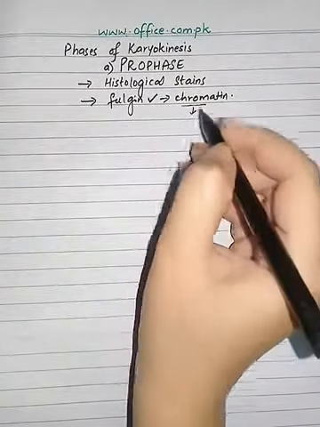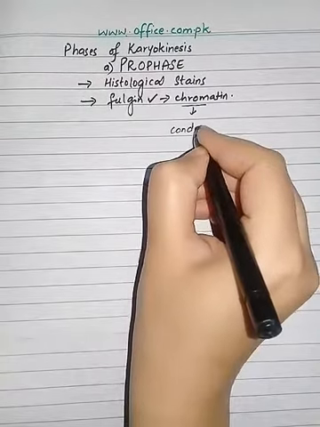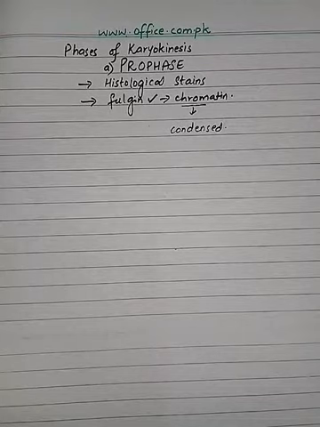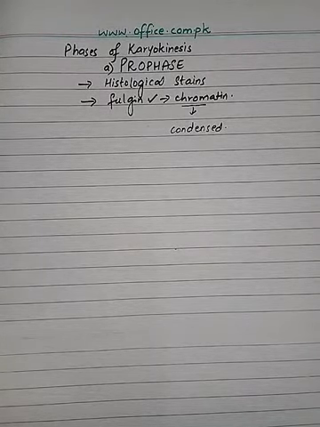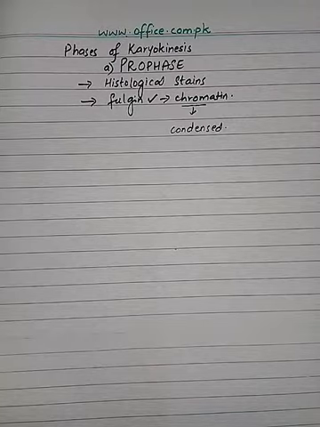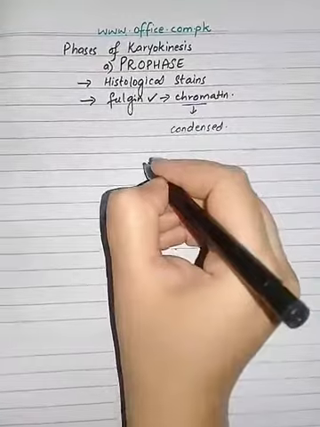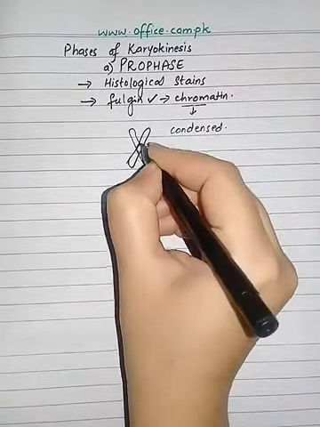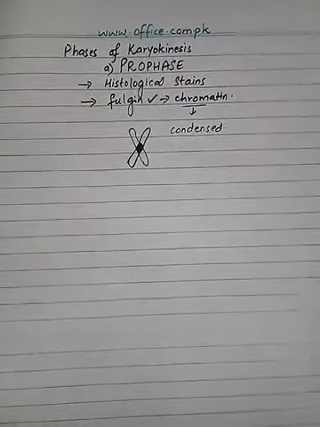Now in prophase, the chromatin material becomes condensed, or it becomes thick. By the process of folding, it becomes thicker and thicker. The chromosomes become more and more thick. Ultimately, each chromosome is visible, having two sister chromatids like this, which are attached at a centromere.